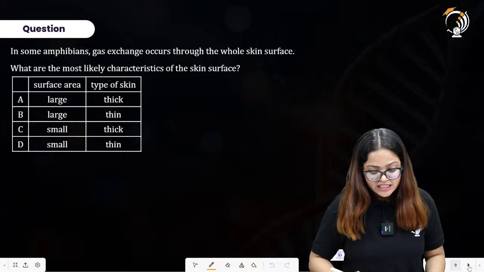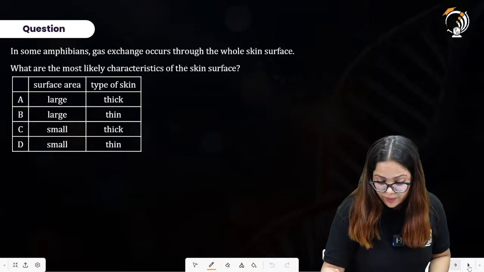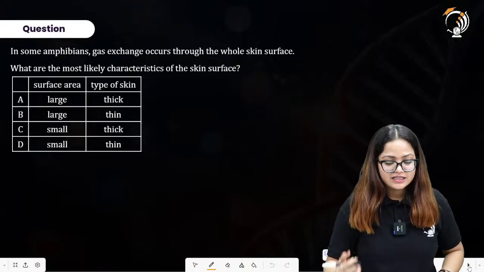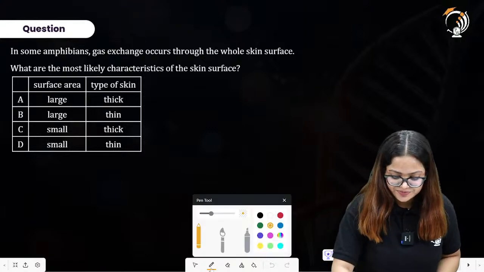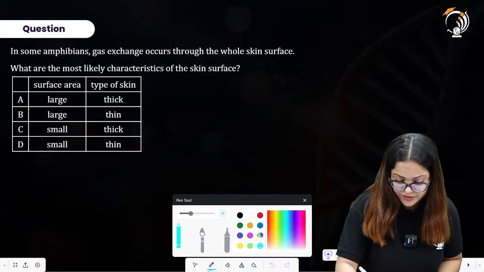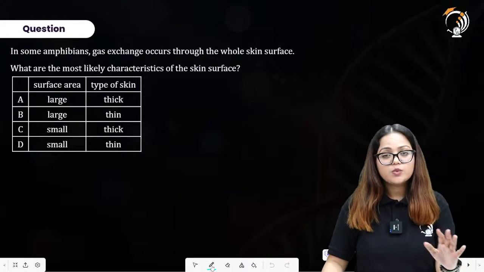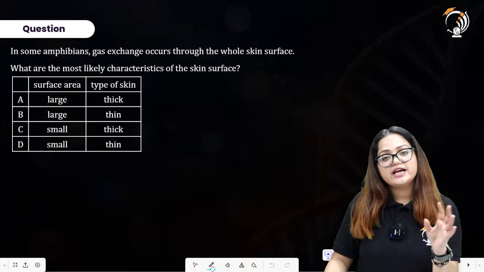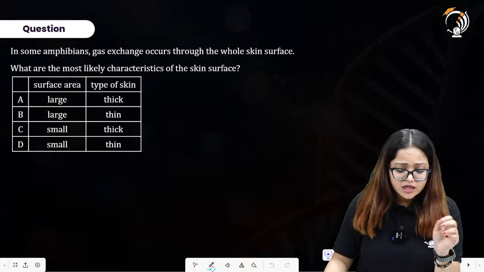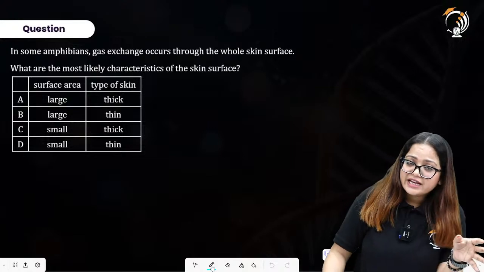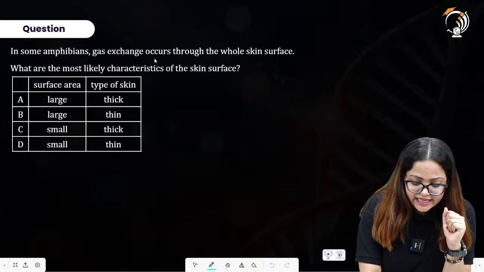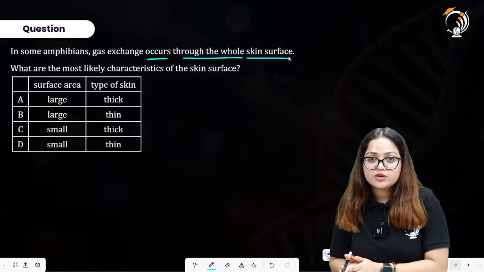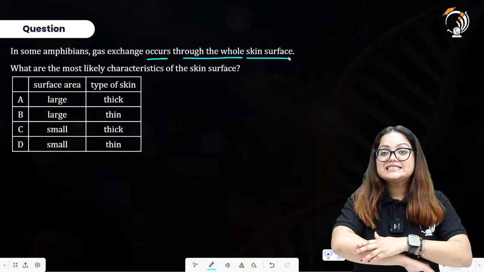Moving further here, since we have completed the first topic of our session today, we will move on to a little quiz here. So try to answer this question by yourself also by the time I solve it here. In some amphibians, now what are amphibians? Amphibians are those organisms which live on land as well as in water. So they can live on land and also in water. Gas exchange occurs through the whole skin surface. So when they are living inside the water, the gas exchange is going to occur through the skin here.